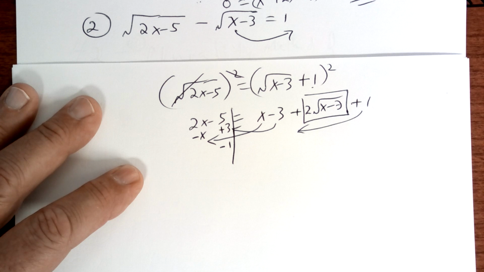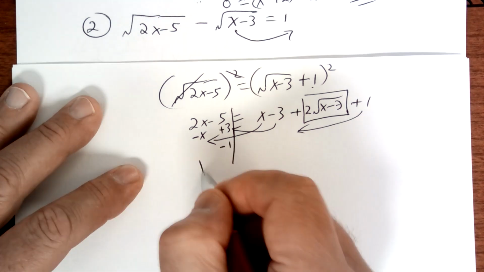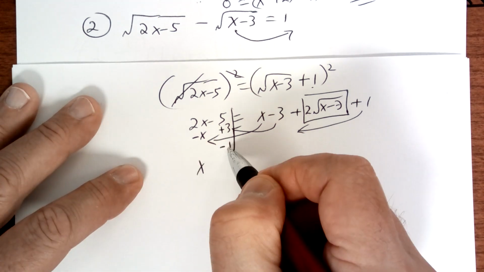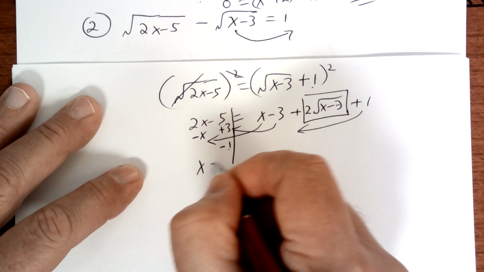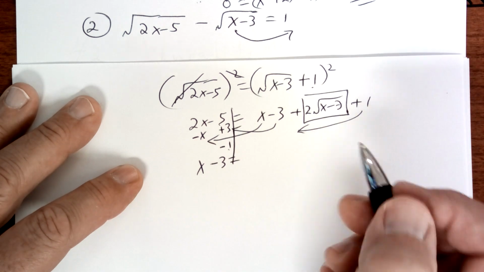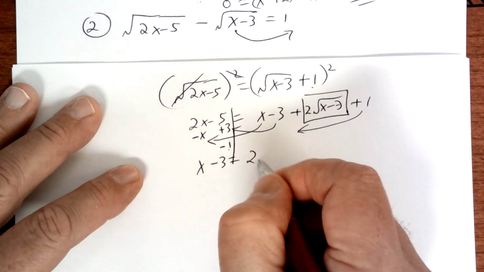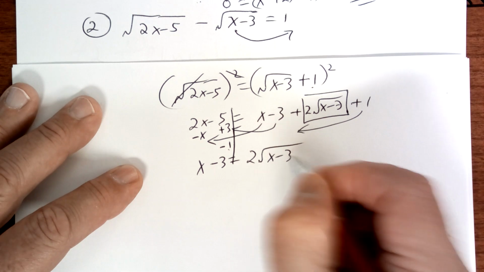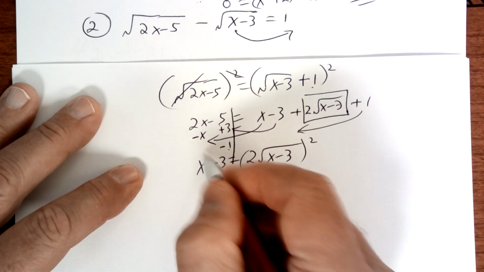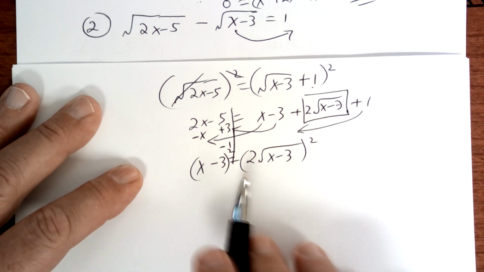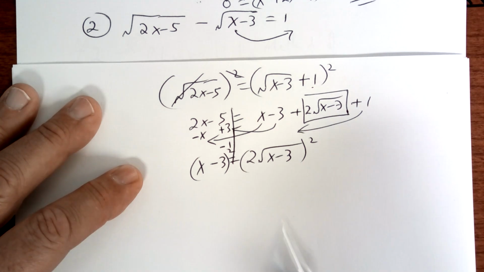And I believe that's right. So this is going to be x. That's a negative 6 plus 3 is a negative 3 equals the 2 square root of x minus 3. Once you get to this point, I would square both sides. You could divide by 2, but that's going to give you a fraction, so don't do that.